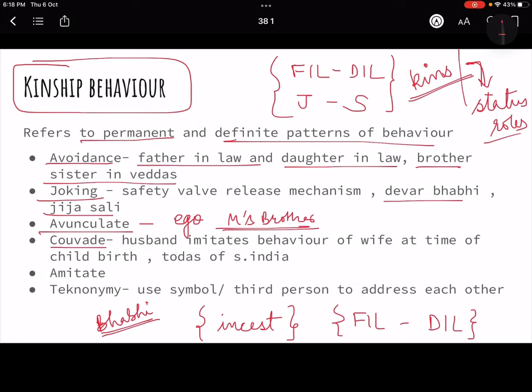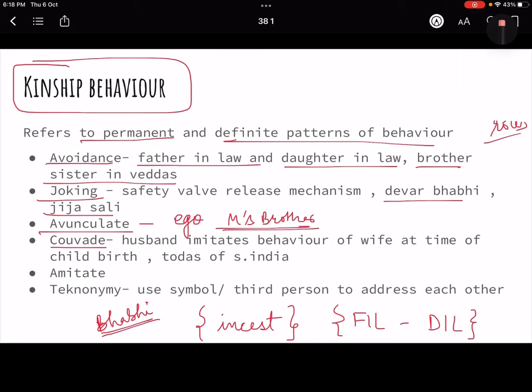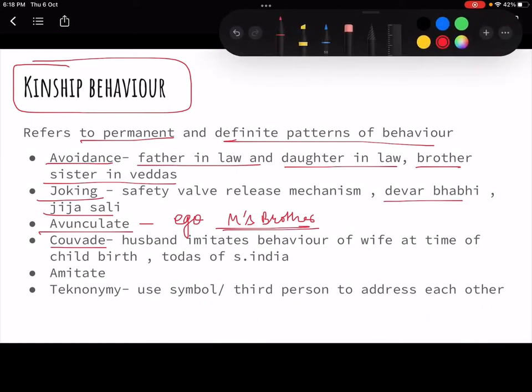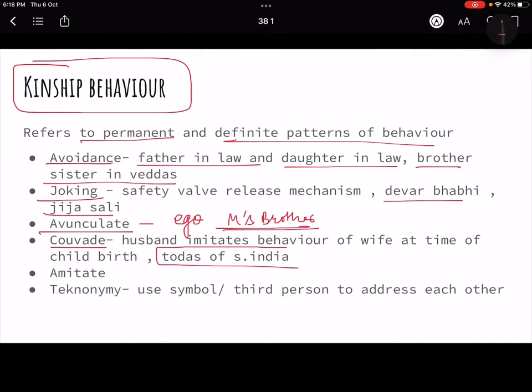Then couvade. Couvade is a very unusual custom, not followed in every tribe or in modern society, where certain few tribes follow it. Basically, the husband imitates the behavior of the wife at the time of childbirth. For example, it happens among the Todas. They follow this, where the husband imitates the wife. They also cry, and they also try to do the labor pain, so that the female becomes a lot more comfortable and is able to easily deliver the child.